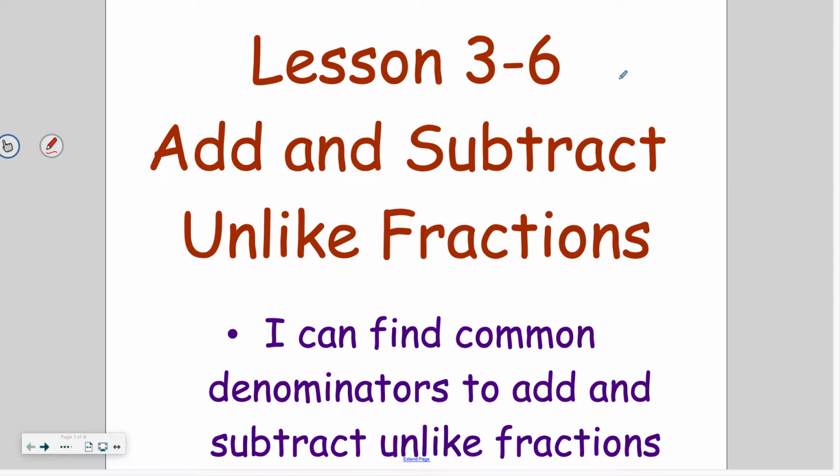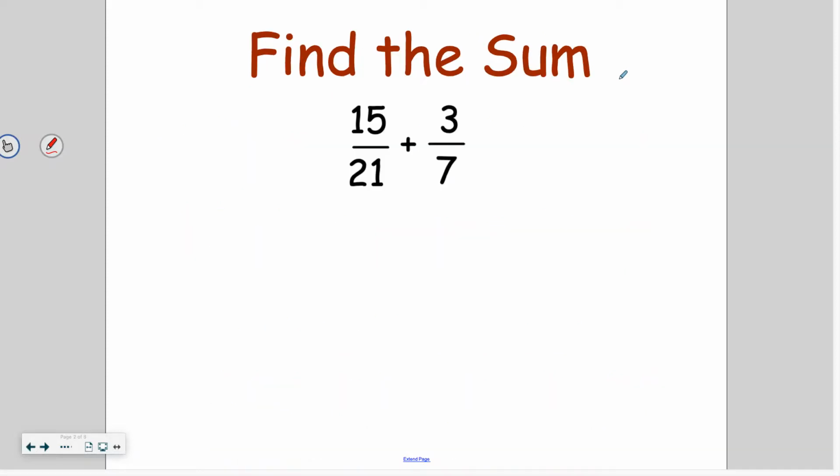By the end of today's lesson, you will be able to find a common denominator in order to add and subtract unlike fractions. So we're going to start with some addition. We've got 15 over 21 plus 3 over 7.